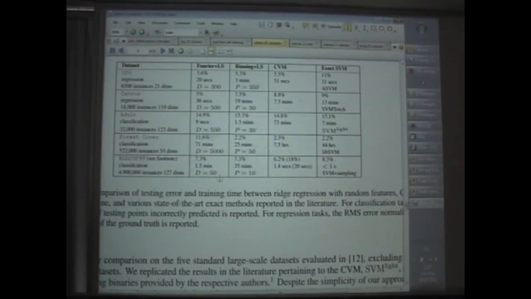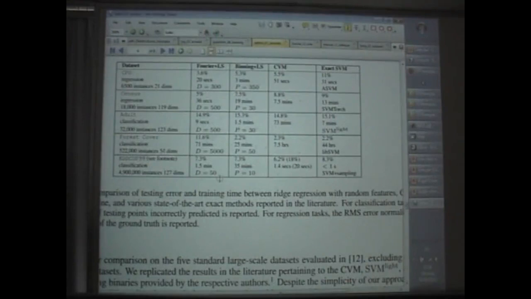Well, not most, but many kernels that people use are shift invariant. So you say the similarity only depends on the difference vector, not on the absolute position. And by the way, Rahimi and Recht have an extra bias term in there, but I think you don't need this for real kernels.